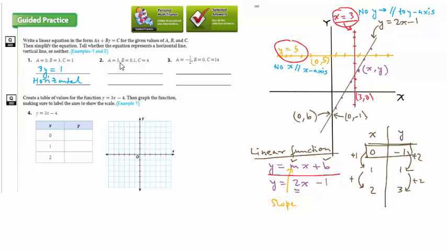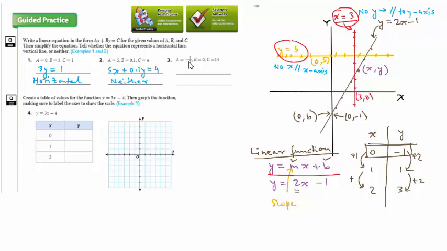Take a look at this. A is 5, so we have 5x. B is 0.1, so we have 0.1y. And C is 4, so we have 4. Now in this equation, there is both x and y. So then it's neither horizontal nor vertical. So write neither. I hope that this makes sense to you now.